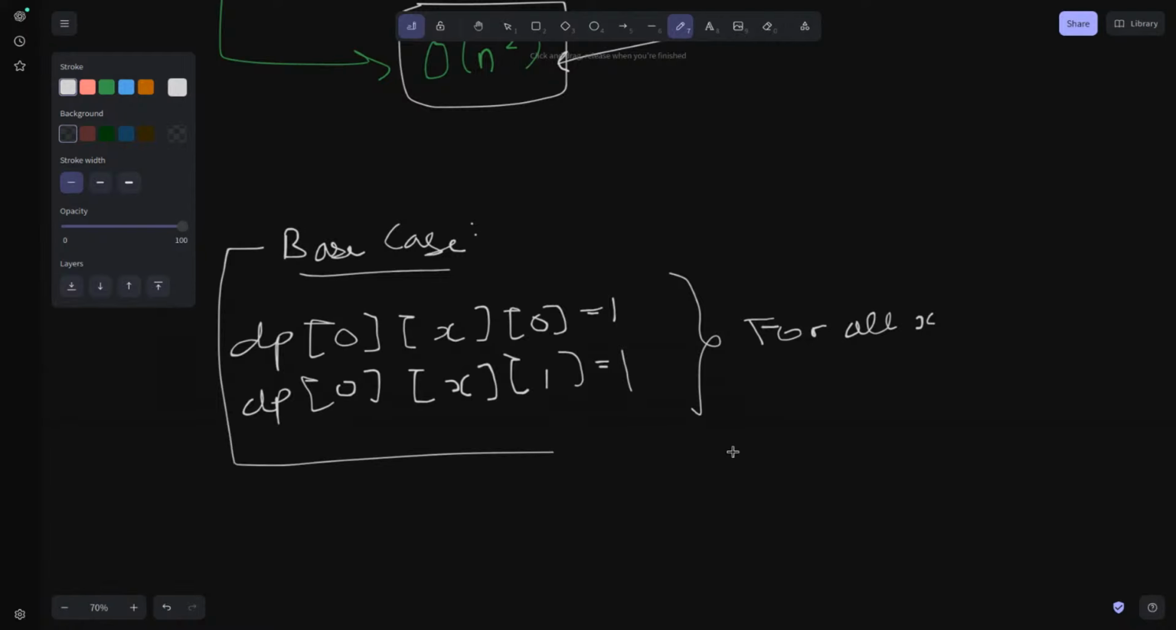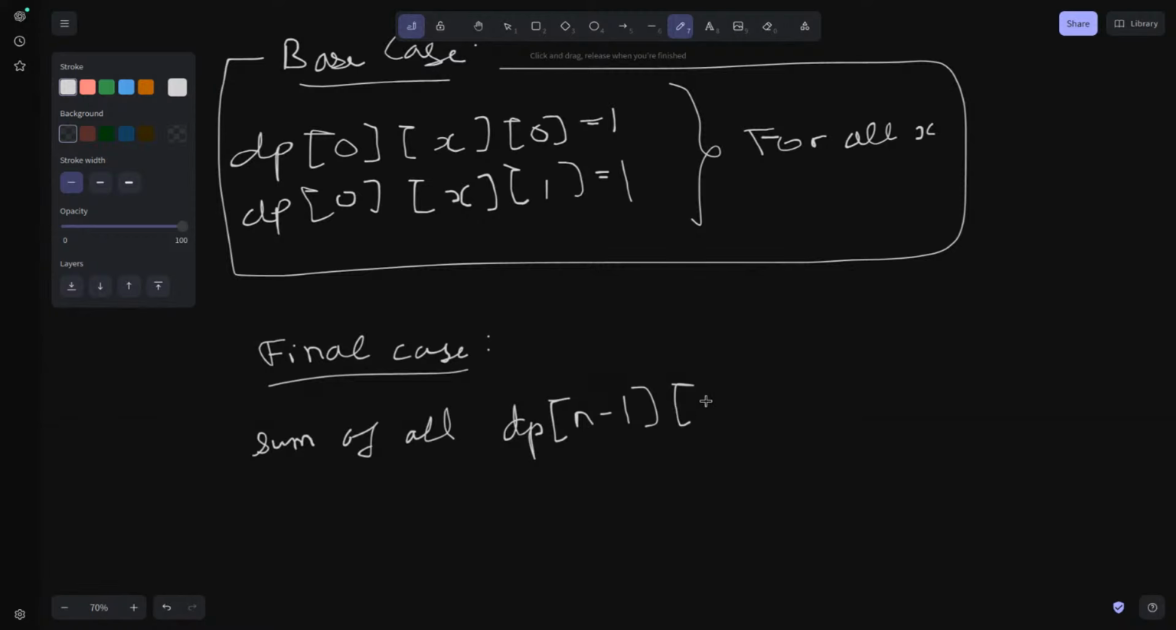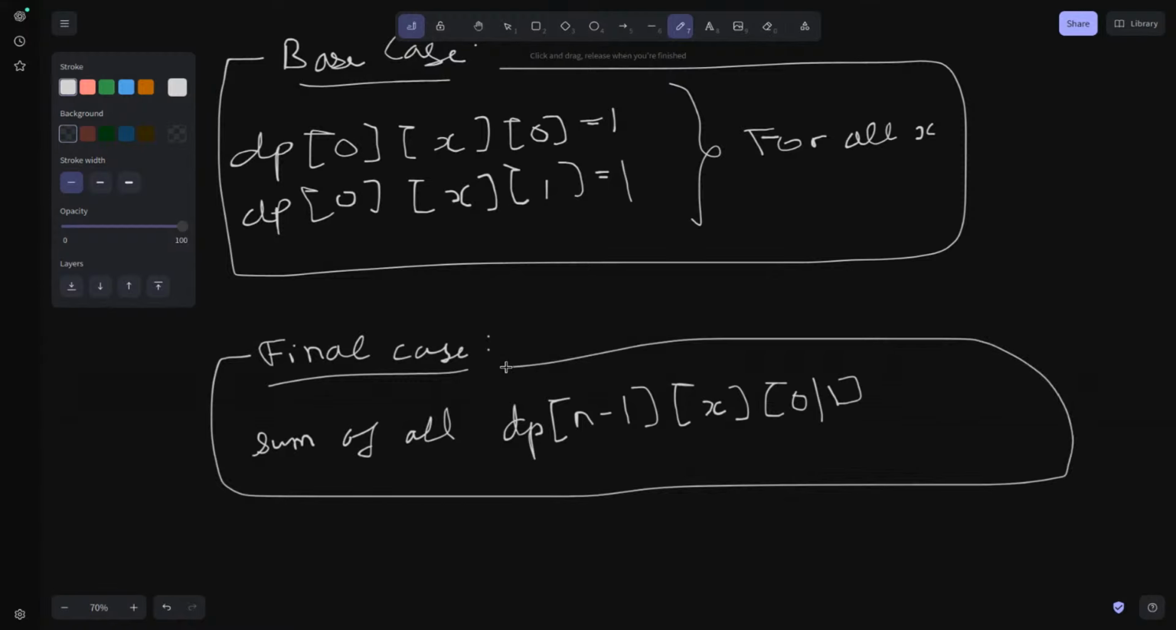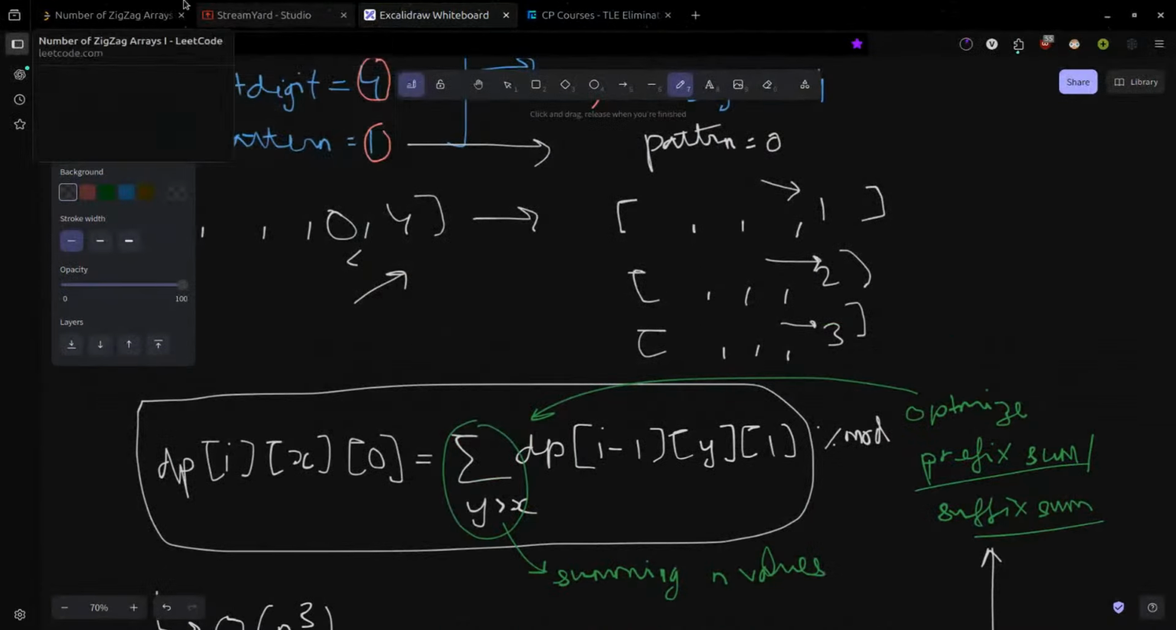So in our DP, we need three things. We need the base case, we need the transition, and we need the final case, right? And what is our final case? Final case is simply the total number of ways. So the final case will be the sum of all dp of n minus 1, x, 0 or 1, right? So this is our final answer. This is our base case, and this is our transition. We're optimizing this transition using prefix sums, and that's the code we're going to discuss.